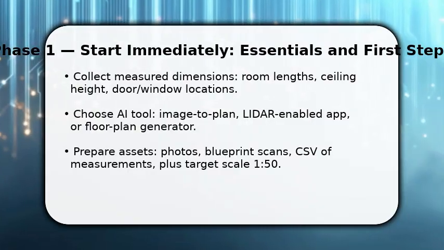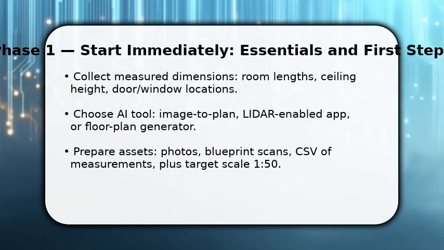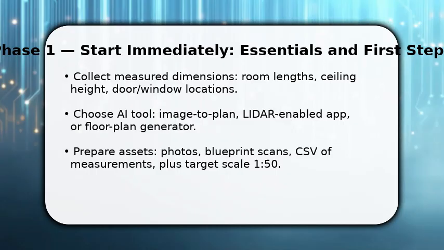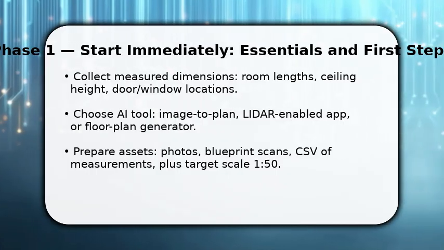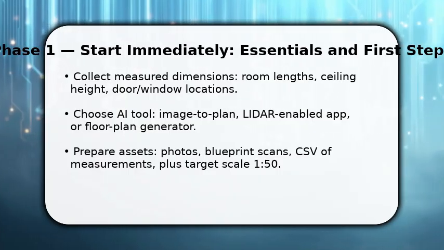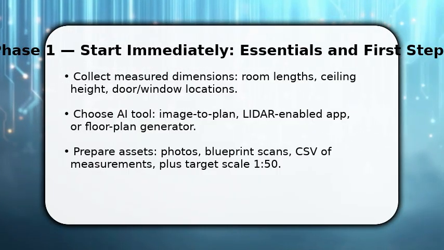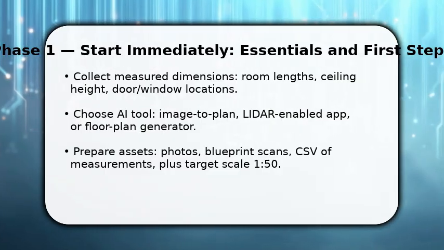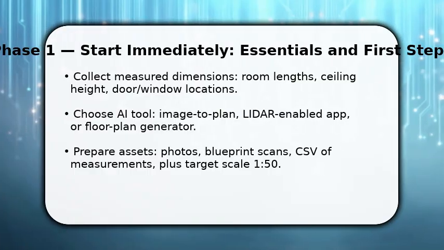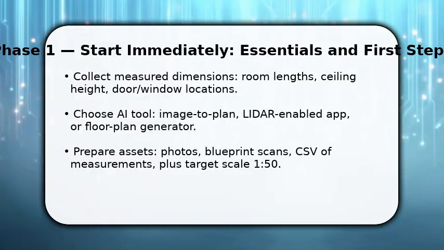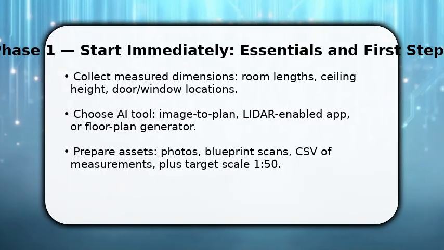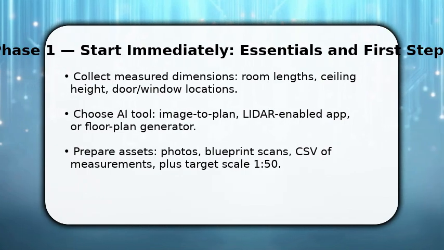You begin by gathering precise inputs. This is the foundation. Capture photos from corners and measure walls, doors, and ceiling height so the AI has accurate data. Once done, pick the right AI tool: image to plan for photos, LiDAR for phone scans, or a generator for quick schematics. Make sure to standardize units and set your scale, for example 1:50, before importing. These first steps reduce iteration and ensure the AI returns a usable to-scale plan.